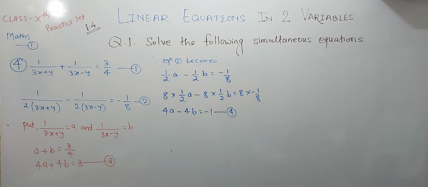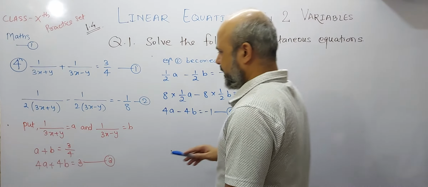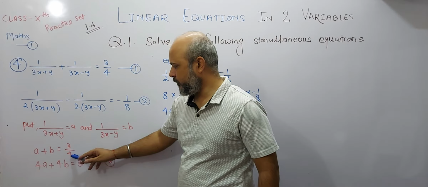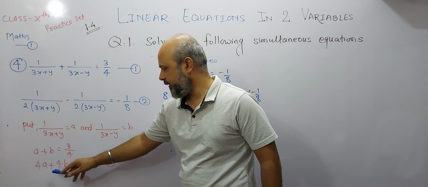Again you are going to put 1 upon 3x plus y is equal to a and 1 upon 3x minus y is equal to b. So what you will get from equation 1? This becomes a plus b is equal to 3 by 4. And in the right hand side, you will see 4 is in denominator. So you are going to multiply the whole equation by 4. So you will get 4a plus 4b is equal to 3. Here we cancel out this 4, because we don't want 4, so we multiply on both sides by 4, and we get 4a plus 4b is equal to 3.